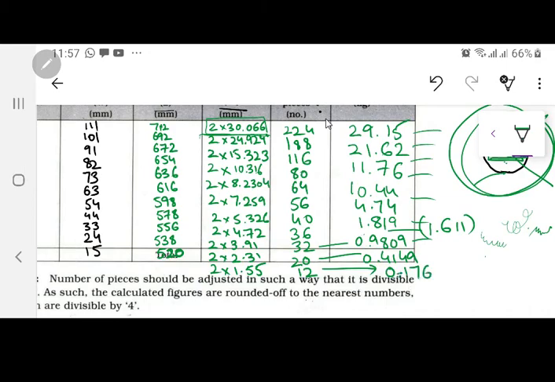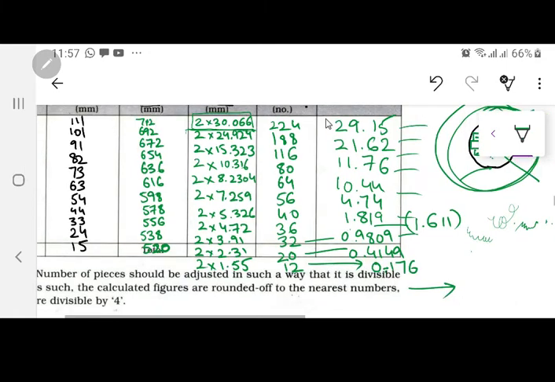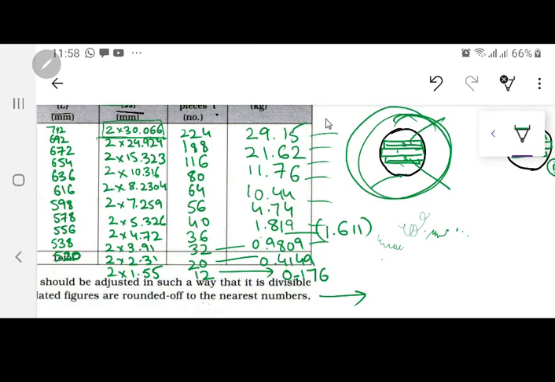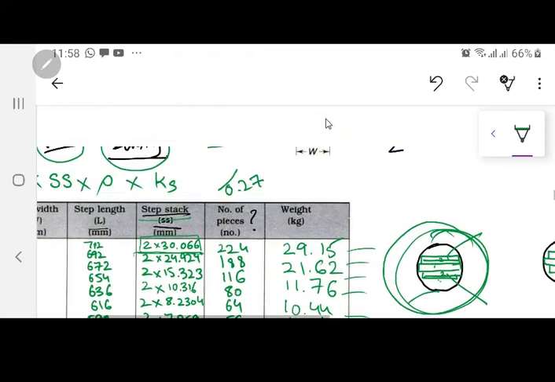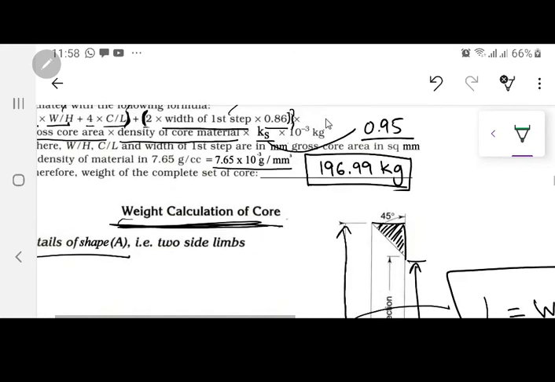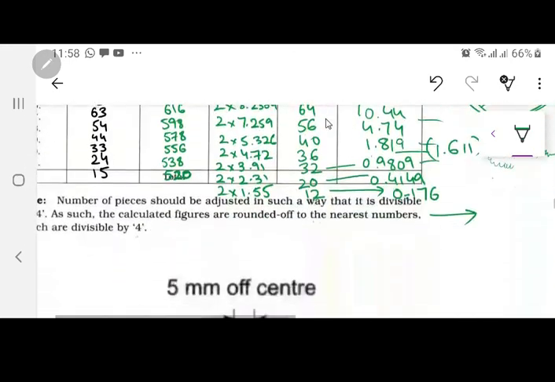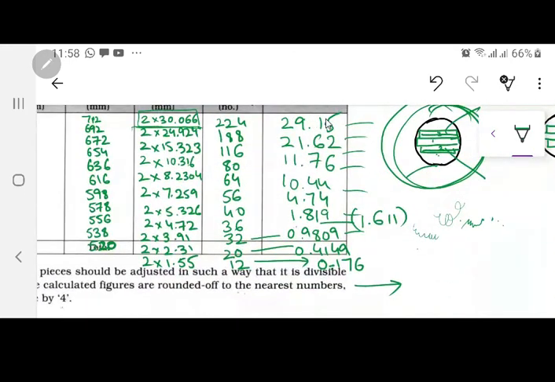Okay जी, add all these: 29.15, 21.62 and all this stuff. Now since the total weight of your core approximate was almost 190, I guess 199 something, whatever it was, कितना था? Okay, 197. So this has to be something 70 something.